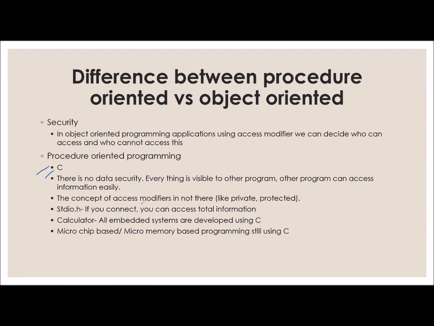For example, whenever we write a program in the C language in the compiler, we start with hash include stdio.h, which means this header file can be accessed by any person. They can not only access it, they can modify that header file, so that because of this modification, another person's program might behave differently. So security is not at all possible in the C language.